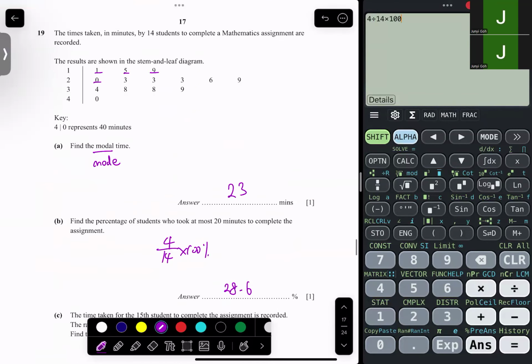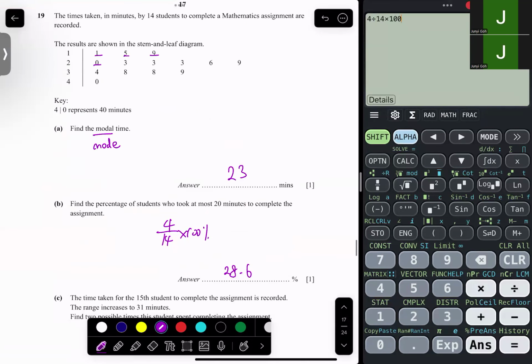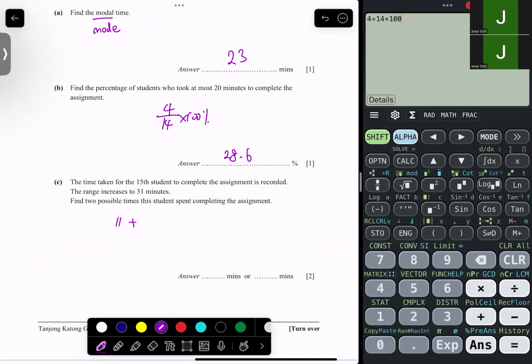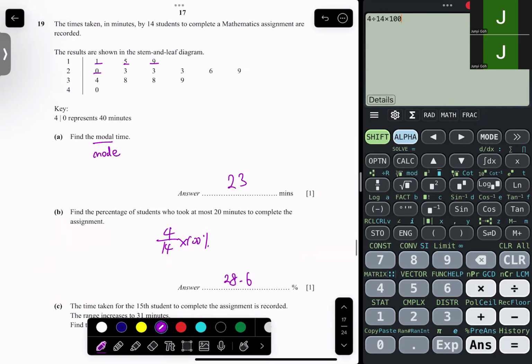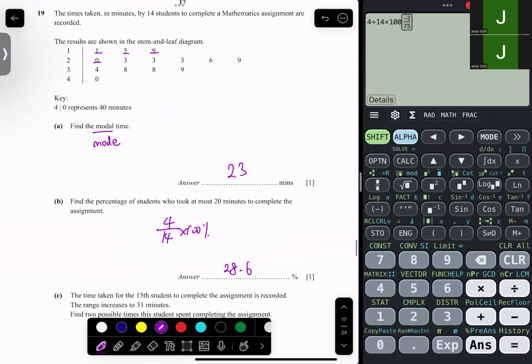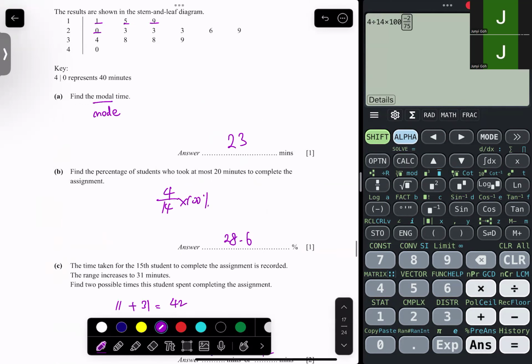Okay. So if the range is 31 minutes, that means from 11 plus 31, right? 11 plus 31, 42 minutes. So that means the student took 42 minutes, one of the possible answers. Another possible answer is 40 minus 31, which is 9 minutes.